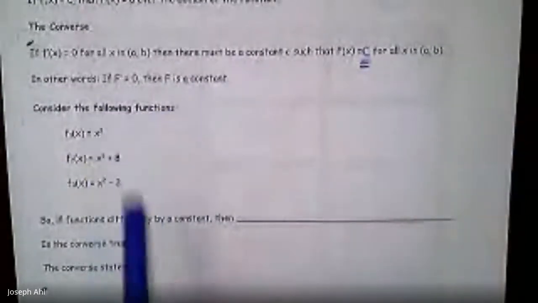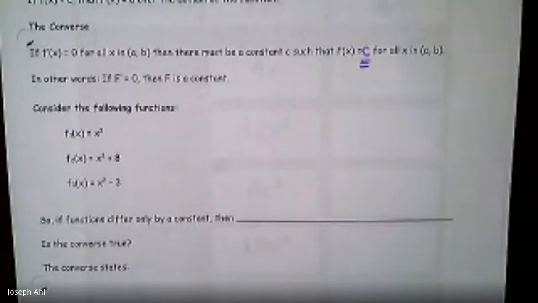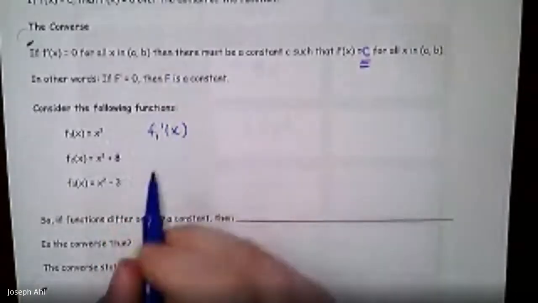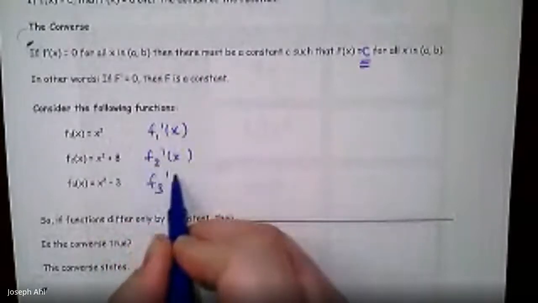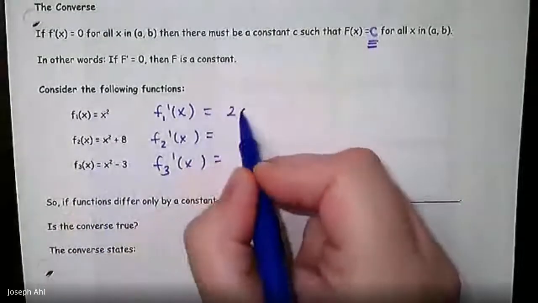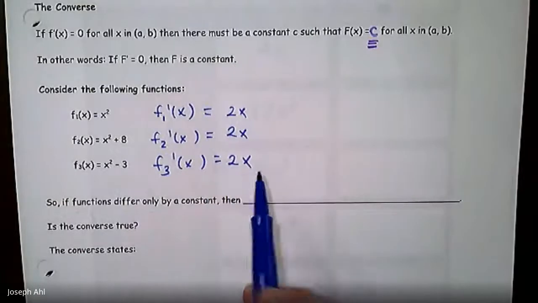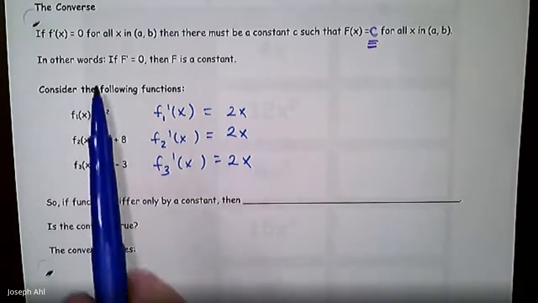Consider this set of functions, f1, f2, f3 of x. If we have x squared plus 8, and x squared minus 3, what do we know about the derivatives of all of those? f1 prime of x, f2 prime of x, and f3 prime of x. If I find the derivative of every single one of these, don't they all turn out to be 2x? That's interesting, because the derivatives of all of them are 2x, but all the original functions are different looking.